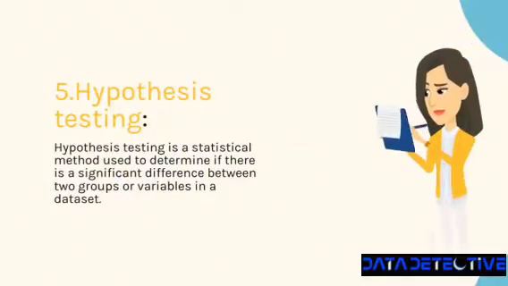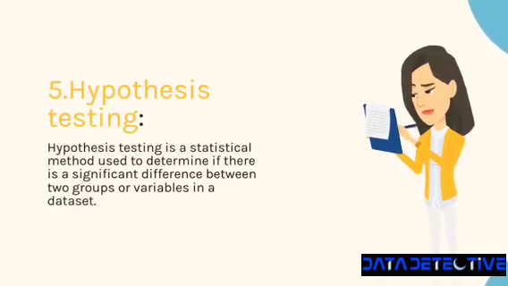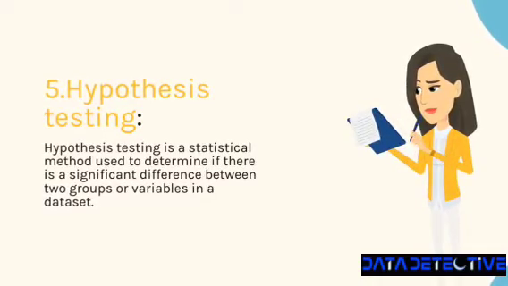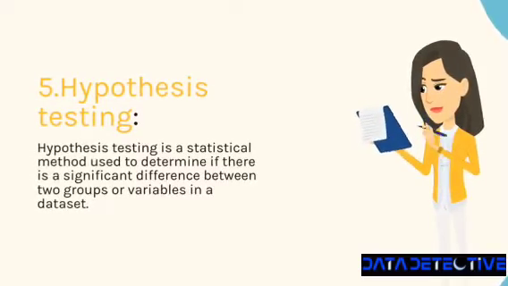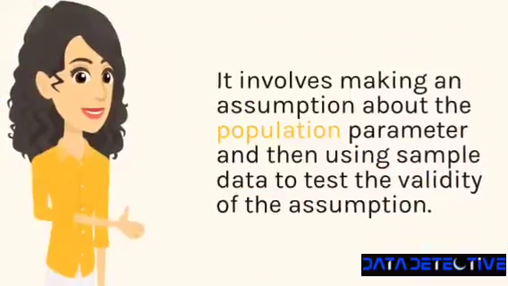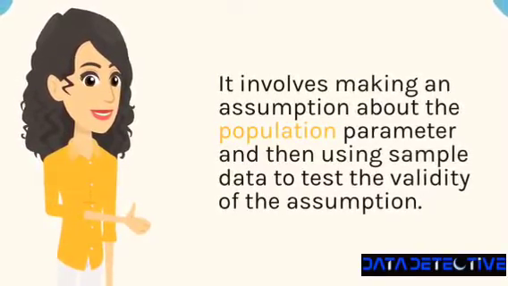5. Hypothesis testing. Hypothesis testing is a statistical method used to determine if there is a significant difference between two groups or variables in a dataset. It involves making an assumption about the population parameter and then using sample data to test the validity of the assumption.